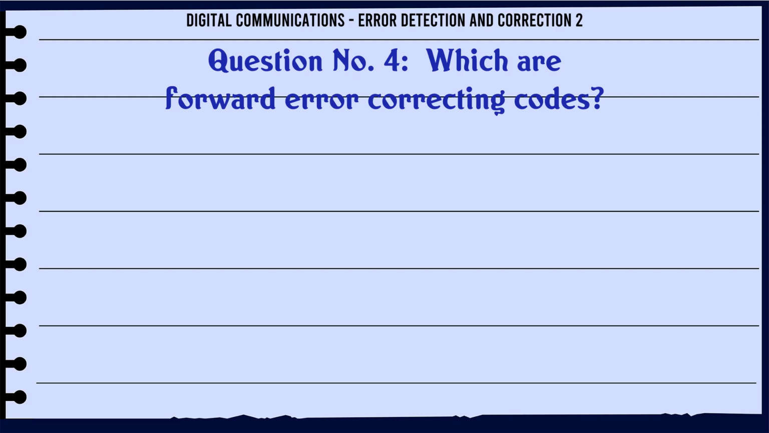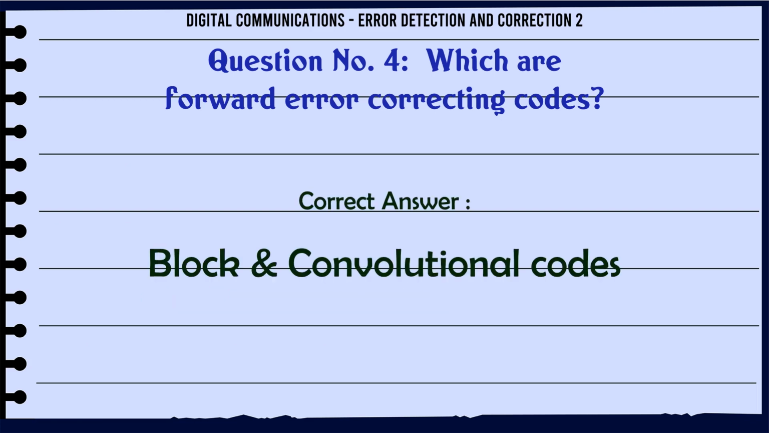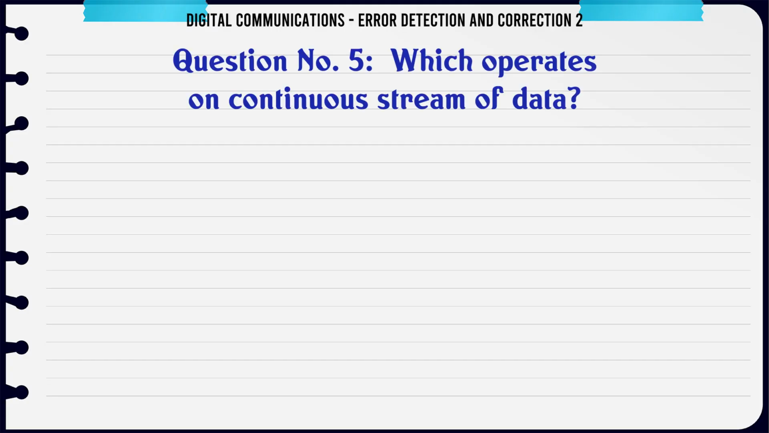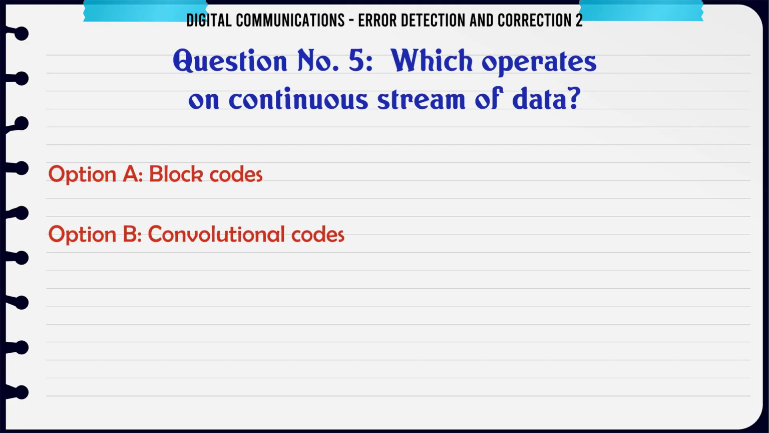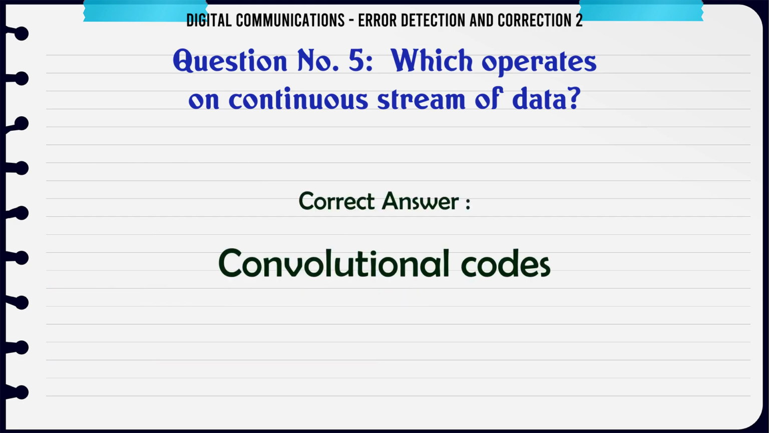Which are forward error correcting codes? A. Block codes. B. Convolutional codes. C. Block convolutional codes. D. None of the mentioned. The correct answer is block convolutional codes. Which operates on continuous stream of data? A. Block codes. B. Convolutional codes. C. Block convolutional codes. D. None of the mentioned. The correct answer is convolutional codes.